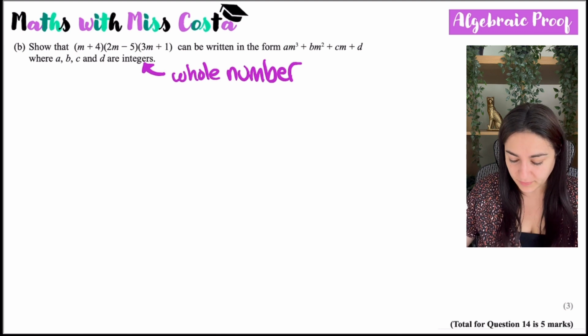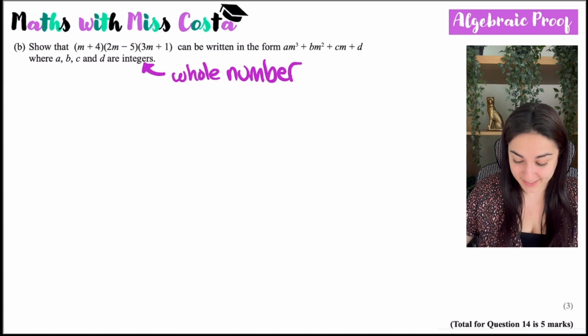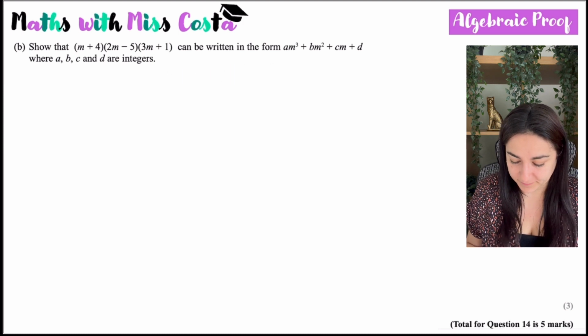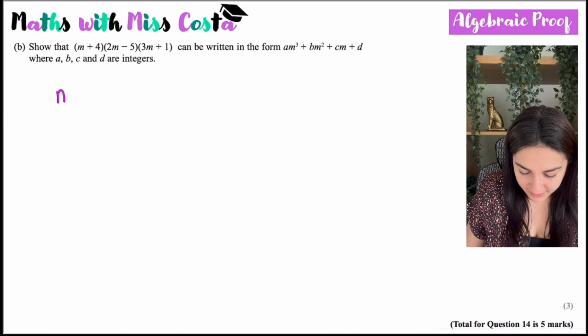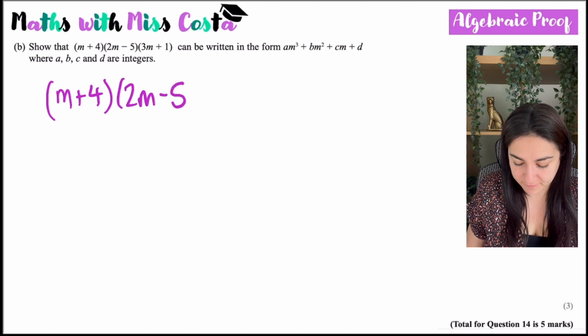With a show that question, you want to show your working meticulously and make each tiny little step super clear. So what I can do is just expand my brackets. The first bracket, I've got (m + 4) and (2m - 5).